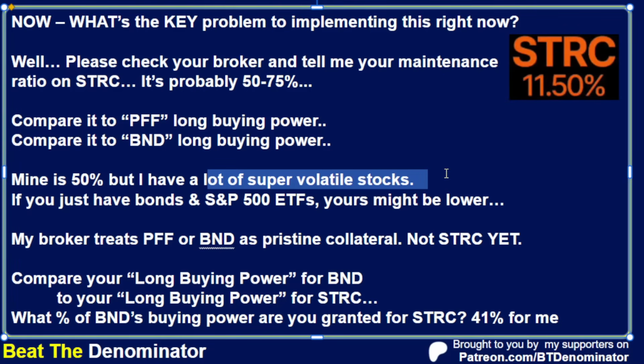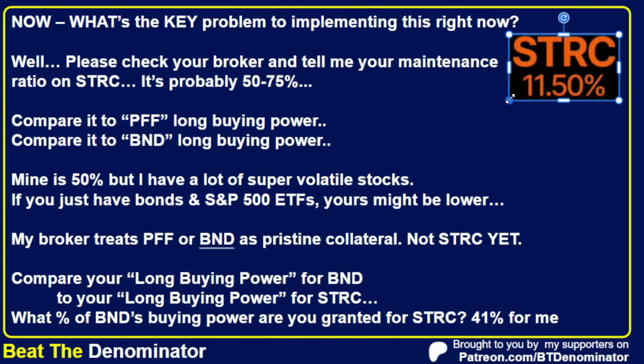Because why? Because I own a lot of super volatile stocks, like HIMS, like Strategy, like Tesla. If you have a broker with a long-standing relationship, well, I have that. But if you have a broker with a boring portfolio, like a bunch of bonds, S&P 500 ETFs, yours might be lower. So check at your broker if you can borrow at a 25% maintenance ratio. Well, initial is going to be higher, but your maintenance ratio is at 25%. Check that on the broker, right? And let us know in the comment section.